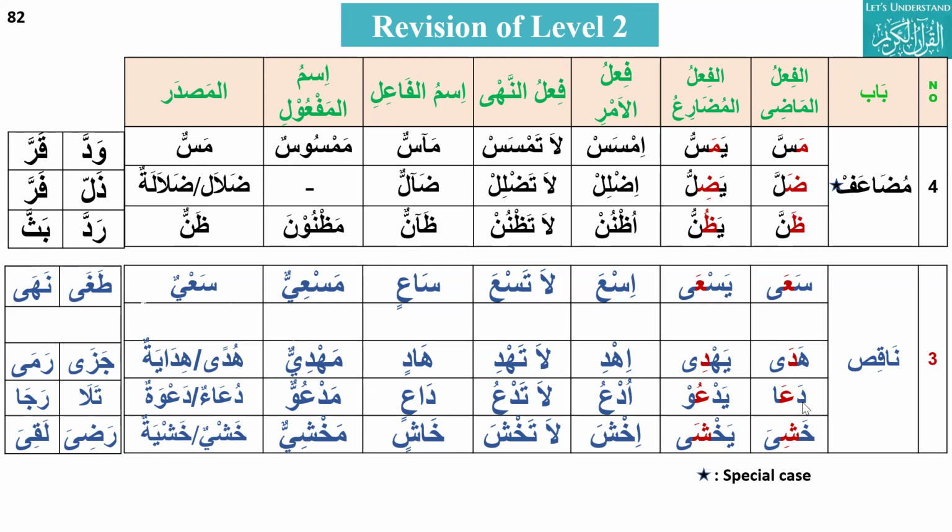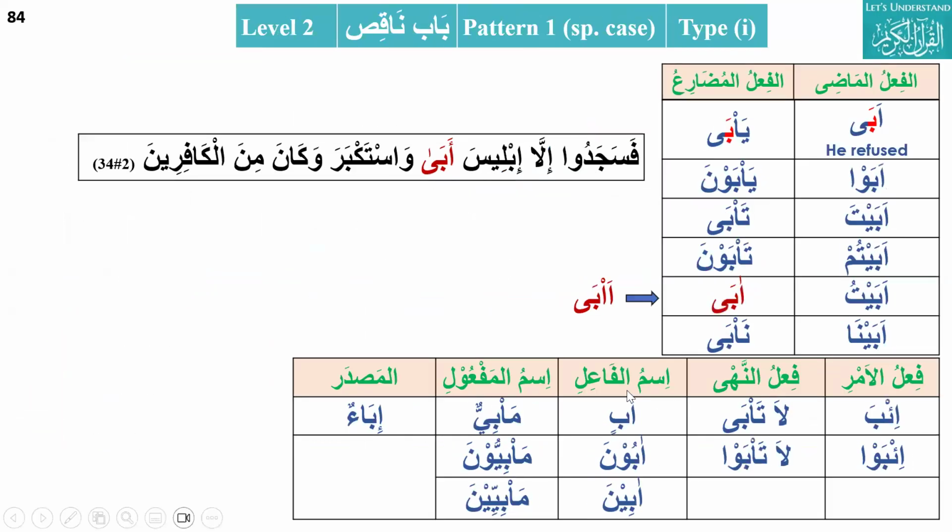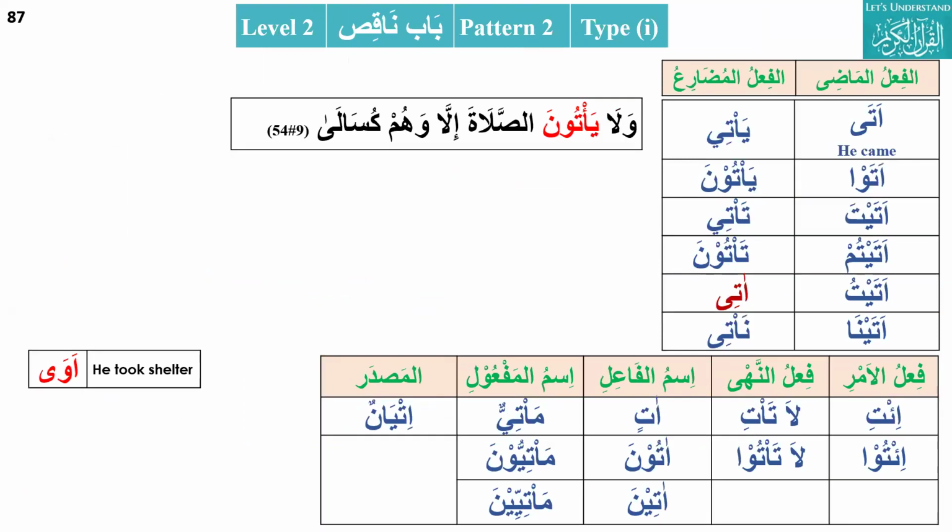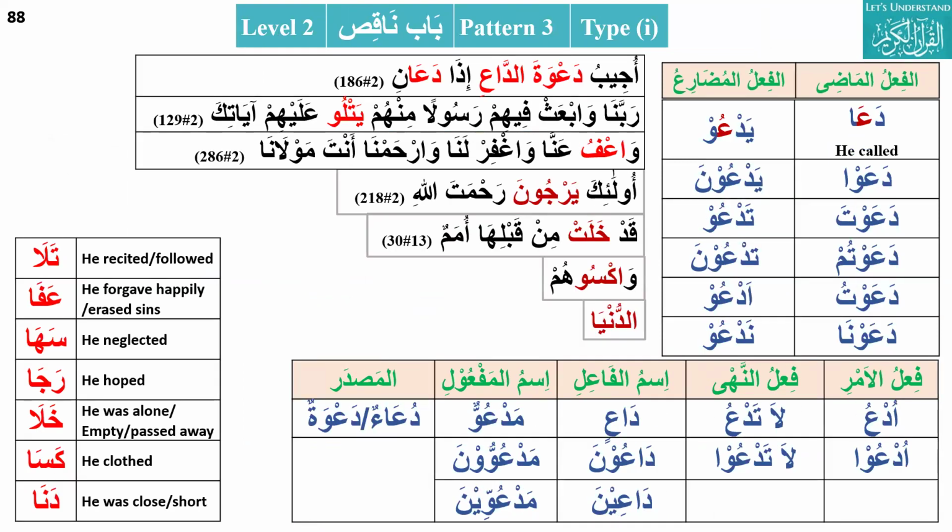Go ahead. Da'a, da'aw, da'awta, da'awtum, da'awtu, da'awna. Yad'u, yad'una, tad'u, tad'una, ad'u, nad'u. Ud'u, la tad'u, ud'u, la tad'u, da'in, da'una, da'ina. Mad'uw, mad'uwun, mad'uwina, du'a, da'wa.